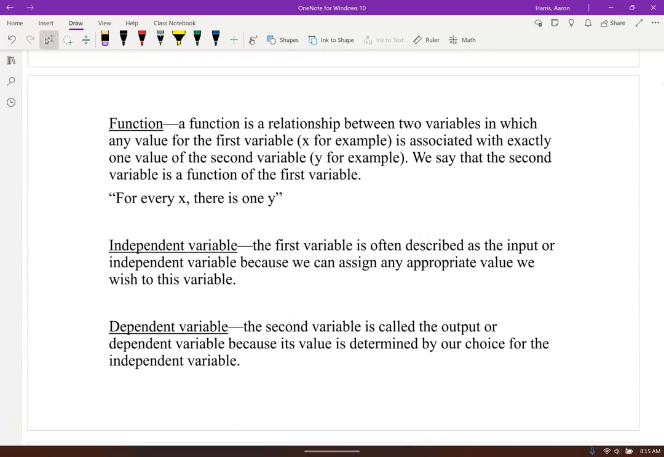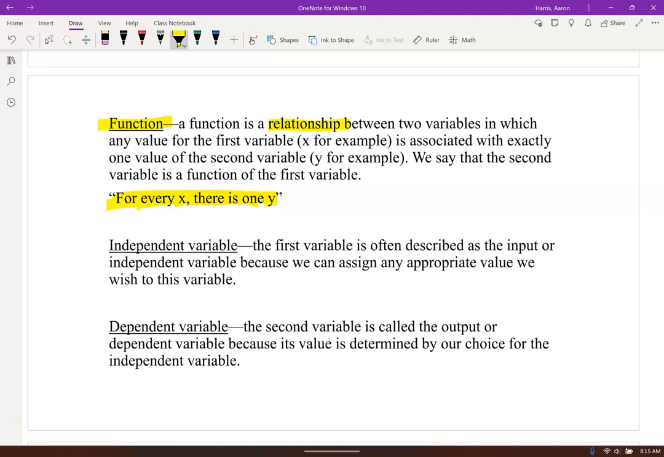So, what is a function, first of all? A function is just a relationship between two variables, but specifically one in which for every input, or x value as we like to call it, there's only one output. So for every x, there's only one y. That is a requirement to be a function. For every input, for something we put in, there's only one output for it.